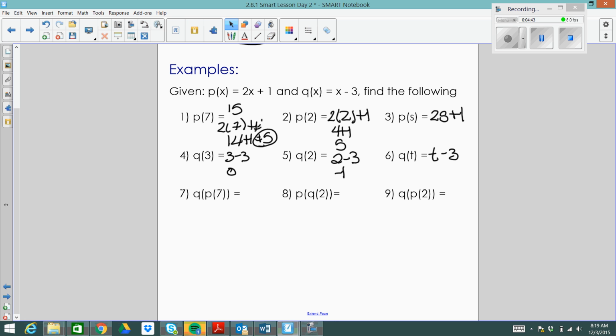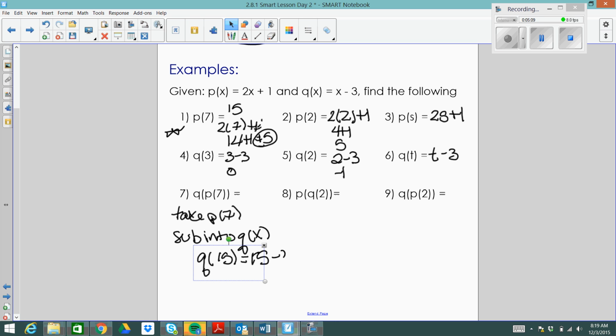So composition of a function means that I take p of 7 and substitute it into q of x. So p of 7 I already know is 15 from number 1. So this is the same thing as q of 15, which is 15 minus 3, which is 12. Again, what we did was we took 7, substituted it into p of x to get 15, then took our answer, 15, substituted it into q of x to then get 12.